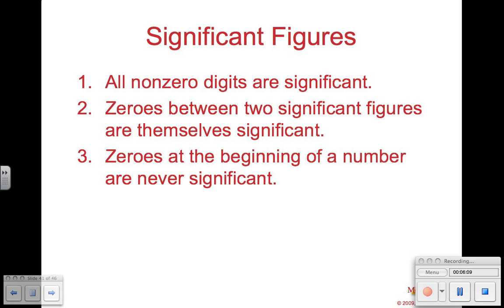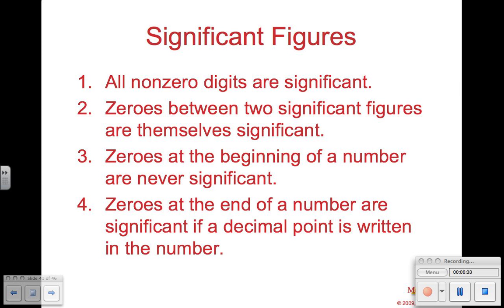They're really just a place setter telling you that it's a really small number. And another way to think of it is you could rewrite 0.0037 as 3.7 times 10 to the negative 3. So you can write it in scientific notation, get rid of those zeros, and still just have those 2 significant digits that are really part of that value.